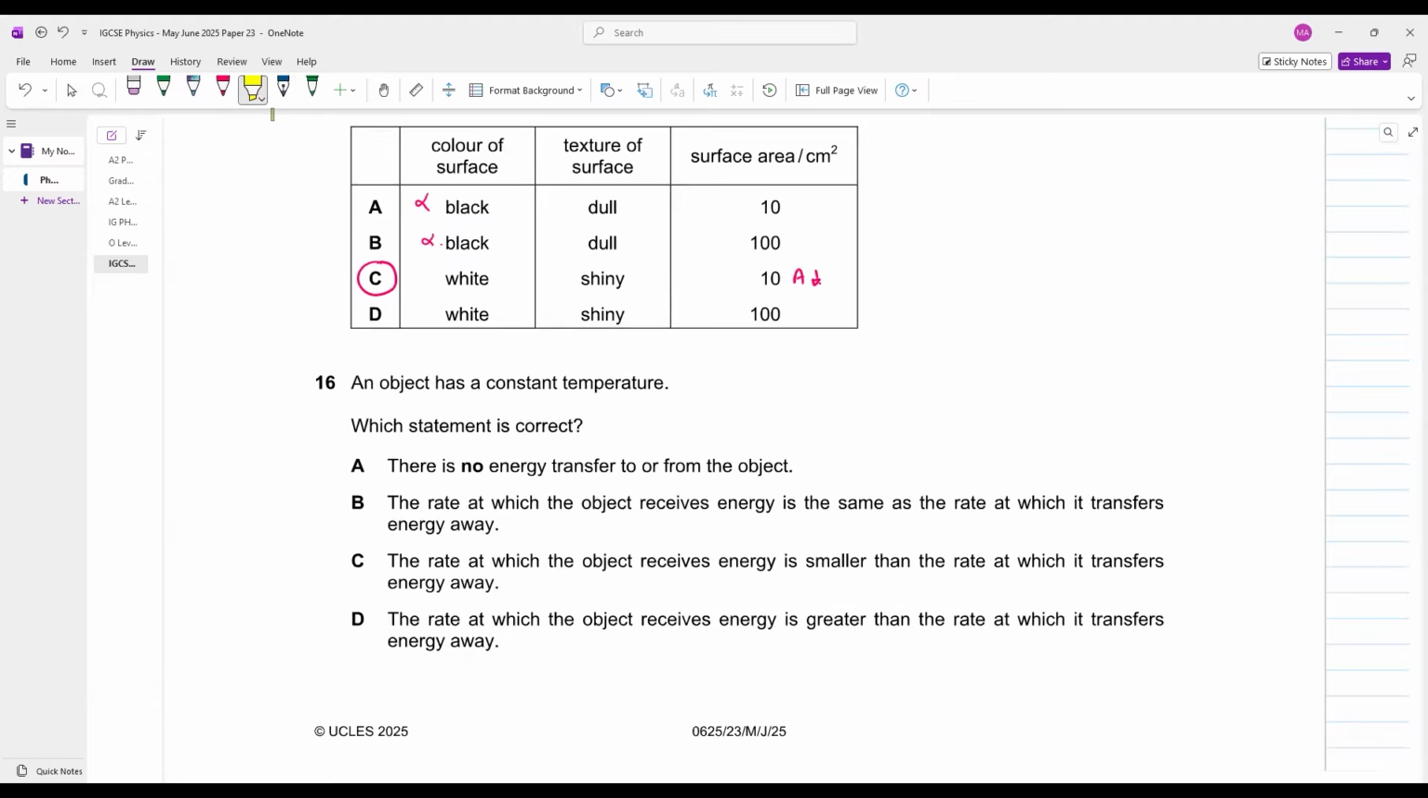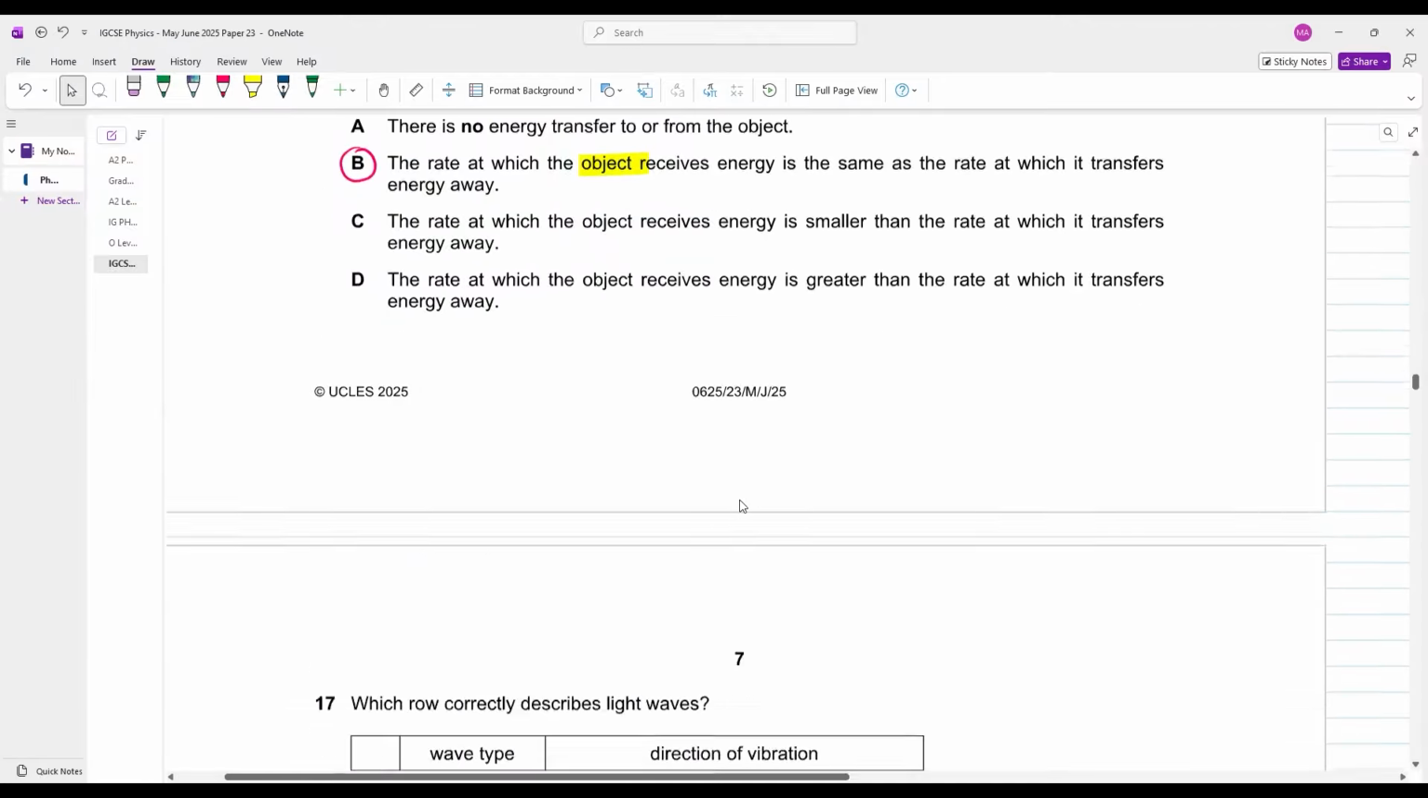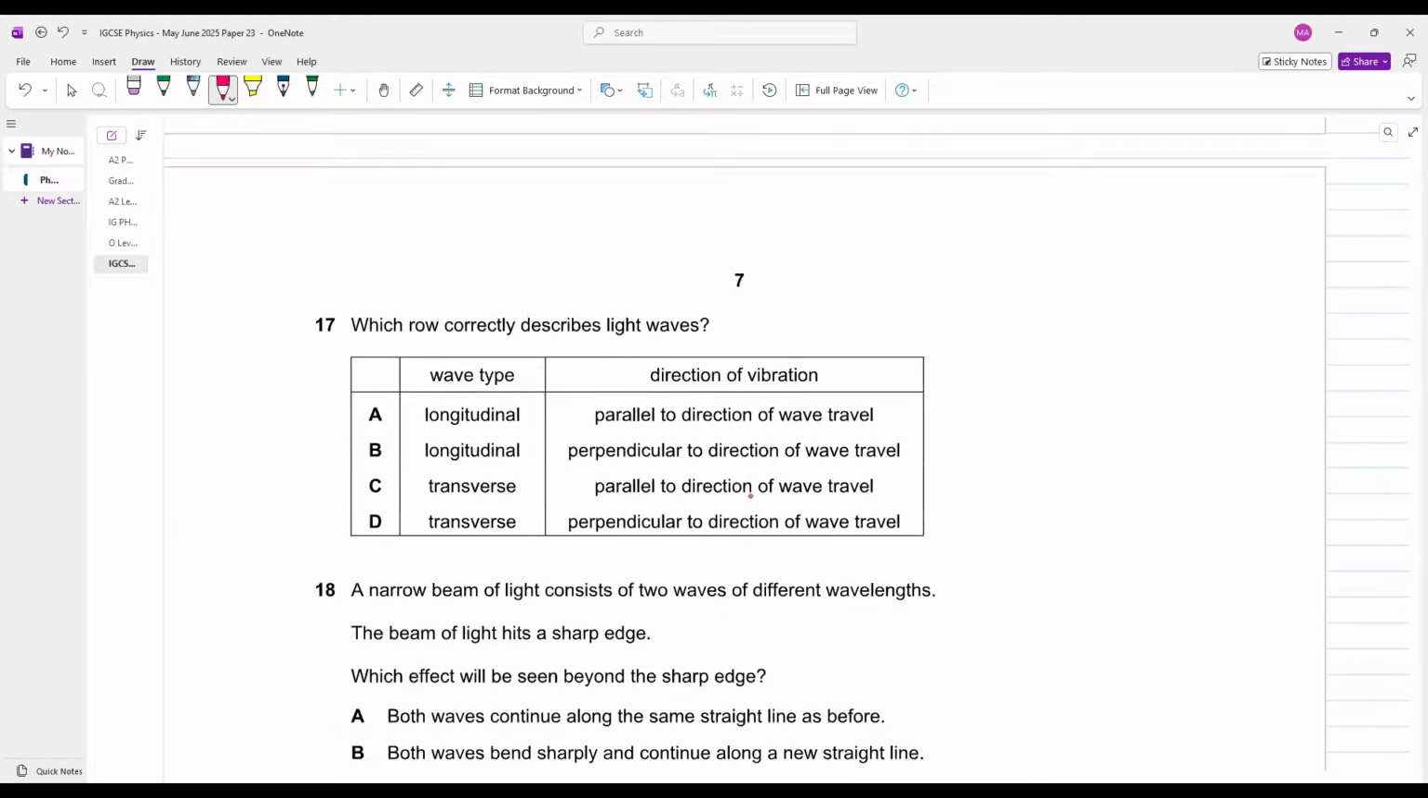An object has a constant temperature. Okay, which statement is correct? The rate at which the object receives energy is the same rate at which the object transfers energy away. बिल्कुल सही बात है. If you are at constant temperature, let's say you are receiving 10 joules of energy, तो आप बाहर की तरफ भी 10 joule ही दे रहे हो, आपका net energy zero होता है. That's why you are at constant temperature. Let's move on to question 17.